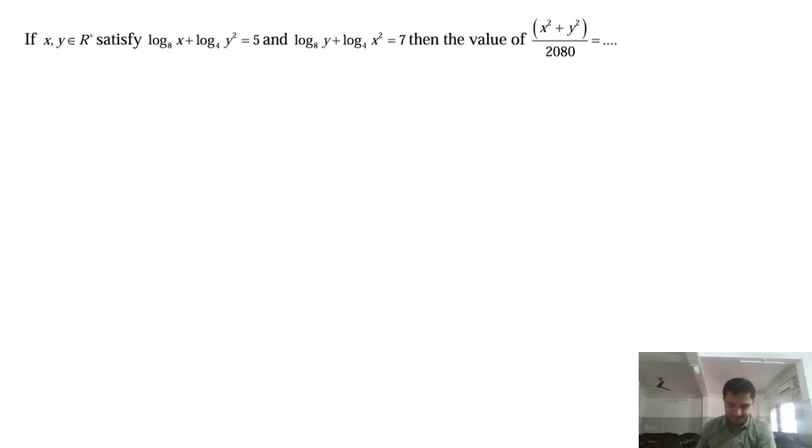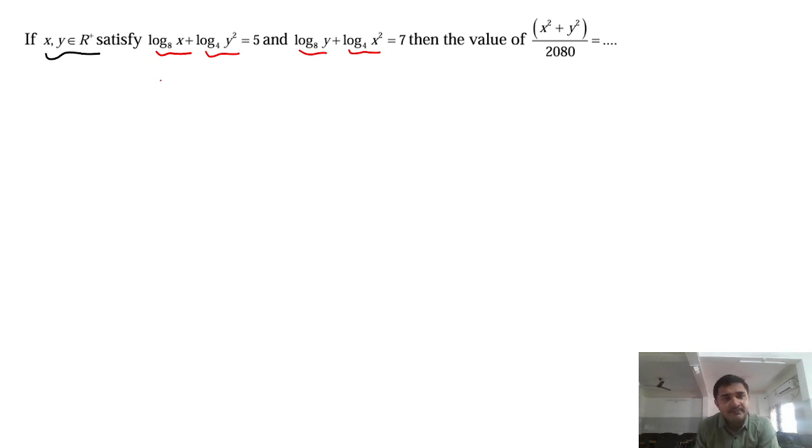One more question. Yes. X, y belong to real positive numbers. Log of x base 8, log of y square base 4 is equal to 5. Log of y base 8, log of x square base 4 is equal to 7. Then the value of, okay. Sir, the base here is making some problem. So let us make the base the same, right? If I make the base the same, then we'll get some answer accordingly.